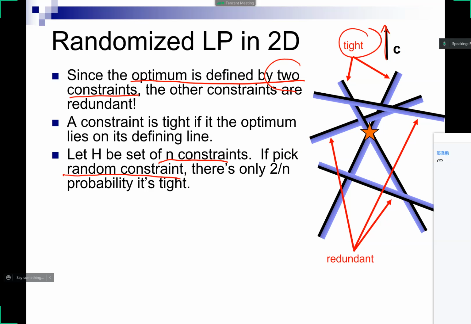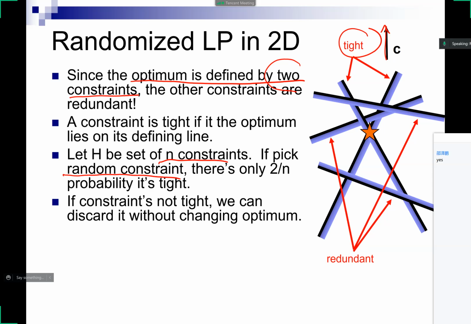And so like here, we have 5 constraints. If you pick a random constraint, there's only a 2 in 5 probability that it's actually tight. And with a 3 in 5 probability, it's one of these useless constraints where if you remove that useless constraint, you don't actually change the optimum. So if the constraint that you pick is not tight, then you can just throw it away and you don't change your optimum.